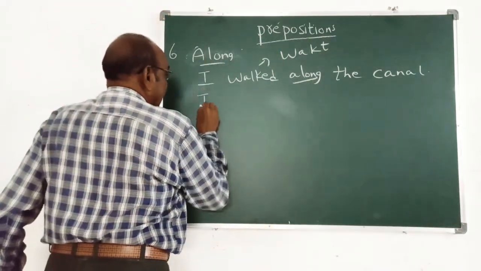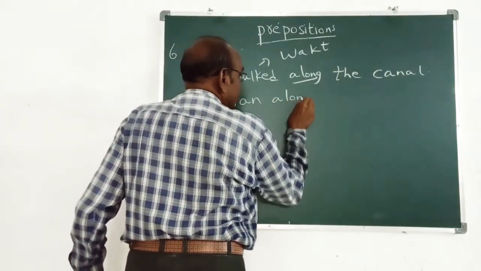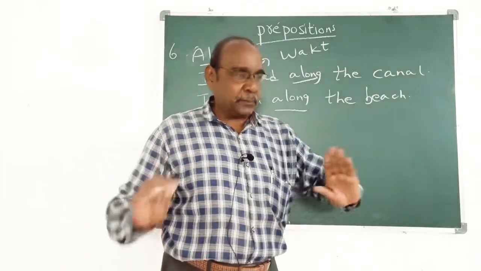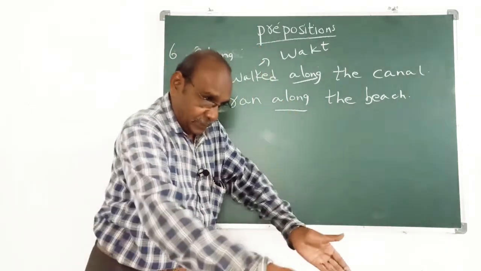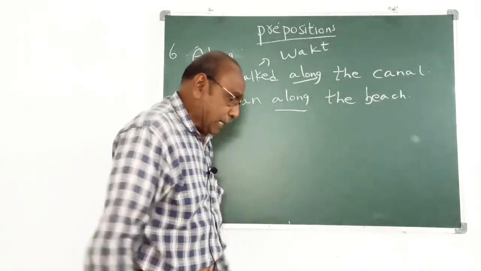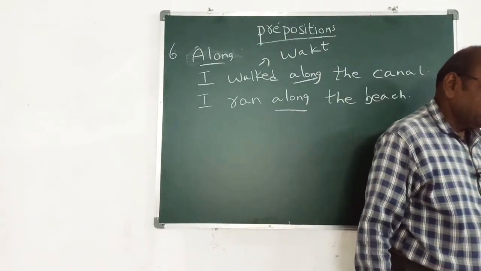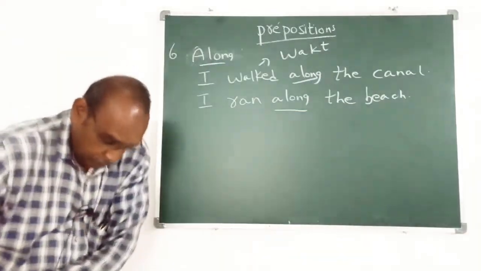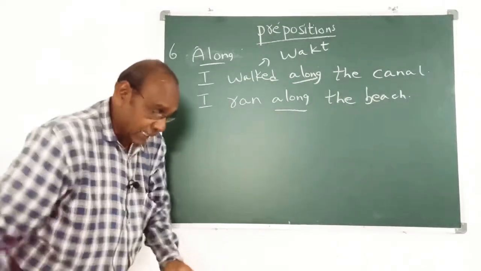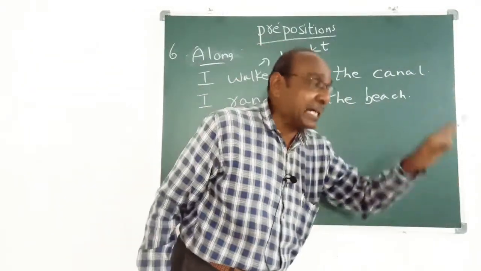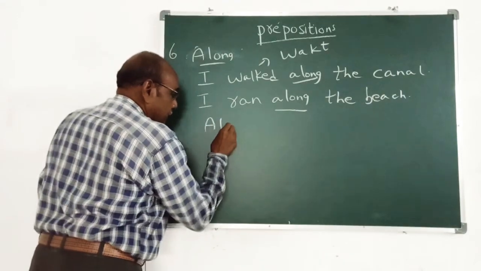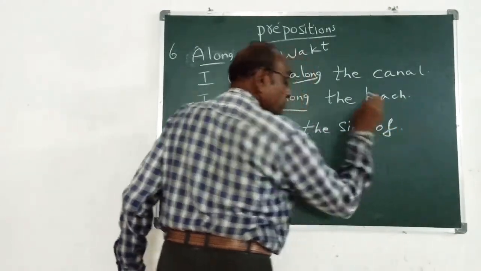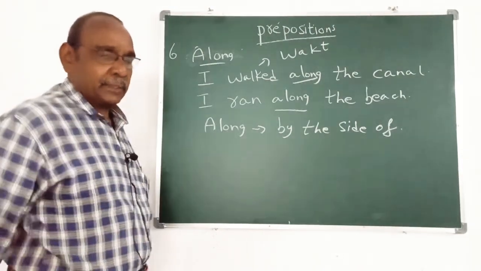Next. I ran along the beach. Now children, you need to understand very clearly, just observe my movements. Now, this is the canal. I am away from the canal, this is the canal. I walked along the canal. Next, this is the beach. The beach is from here. I ran along the beach. Ante pakkana, by the side of. Along. By the side of. No problem. Leave it. Okay.